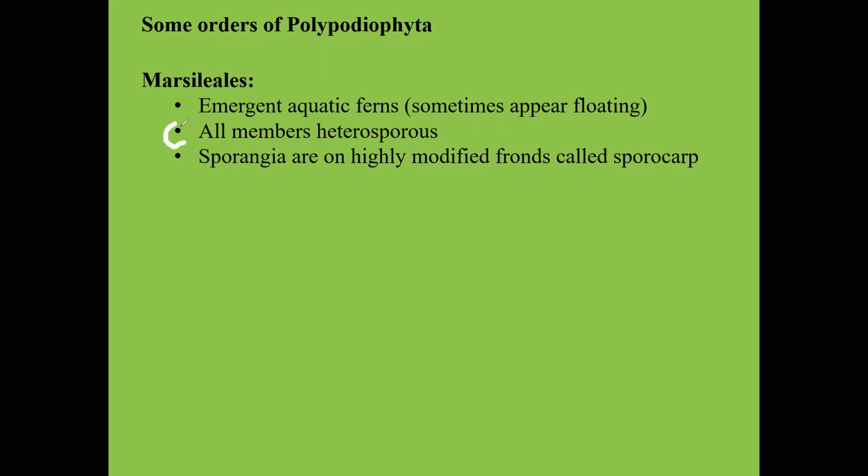And look, important, all members of Marsileales are heterosporous, which is different than all the ferns we've covered so far that were in Filicales, right? So what do I want you to know about Marsileales? I want you to know it's an aquatic fern. I want you to know that all members are heterosporous. And the sporangia also have this kind of dimorphism in that the leaves or fronds that have the spore-bearing structures on them are called a sporocarp. I don't really care too much about a sporocarp.